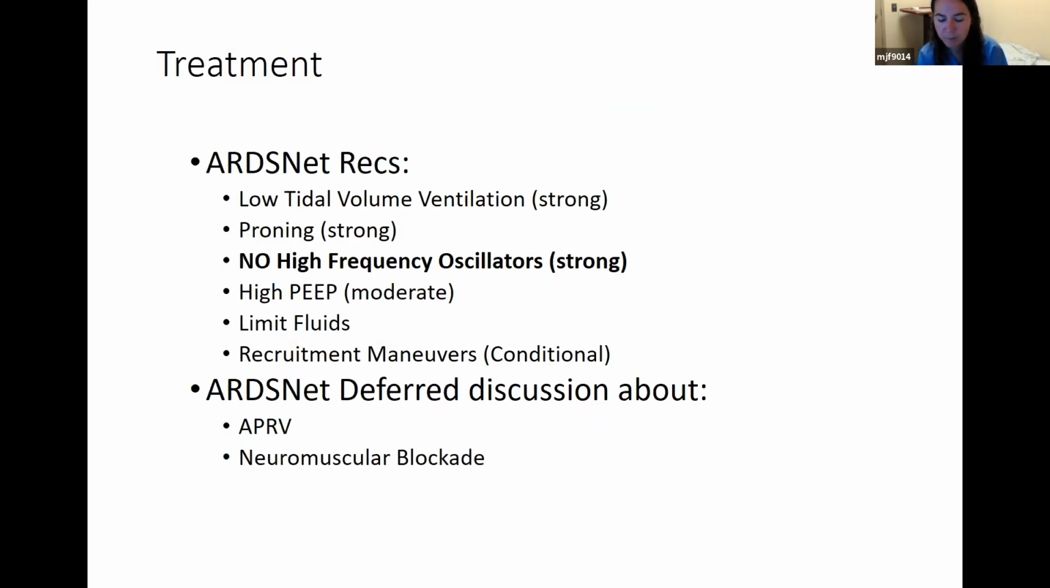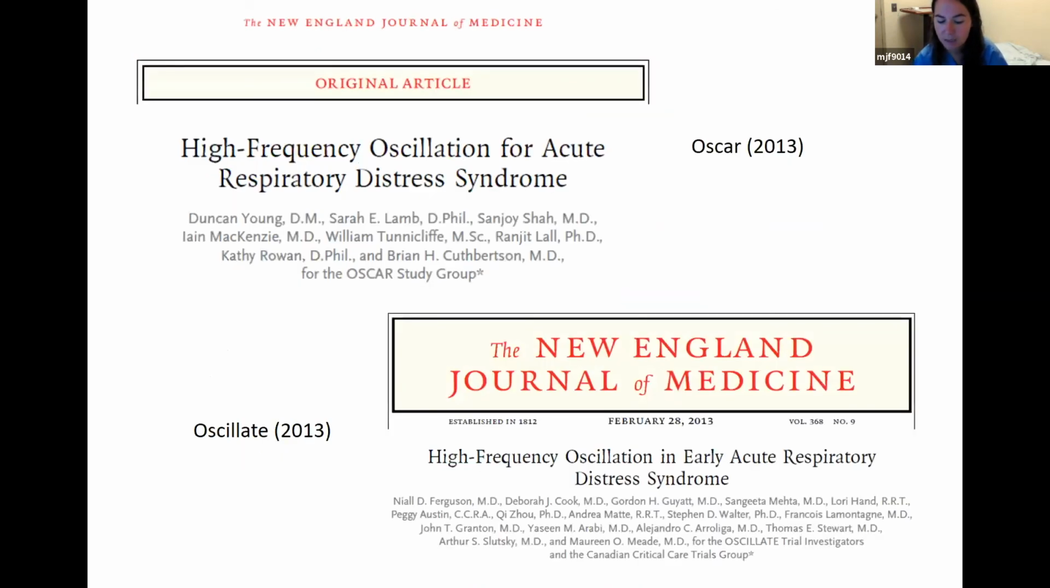The third strong recommendation from ARDSnet is a hard no to high frequency oscillators. So these two studies are both multi-center RCTs that randomized patients with ARDS to high frequency oscillatory ventilation, or the control arm, which was standard low tidal volume ventilation with a high PEEP strategy. The OSCAR trial showed no benefit to oscillators over traditional vents. The primary endpoint was 30-day mortality, and there was no significant difference.